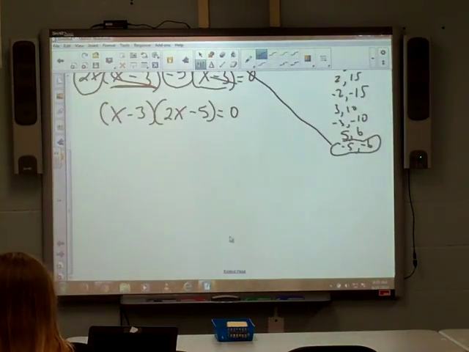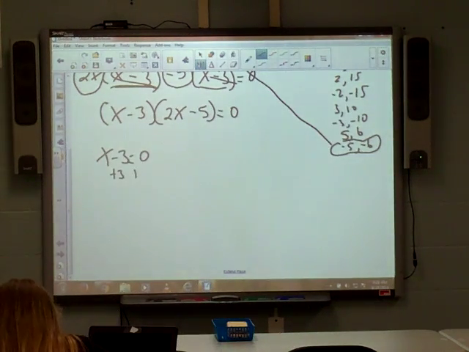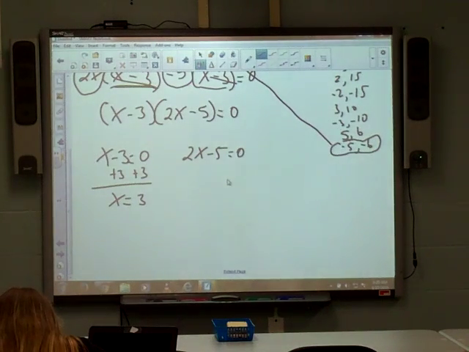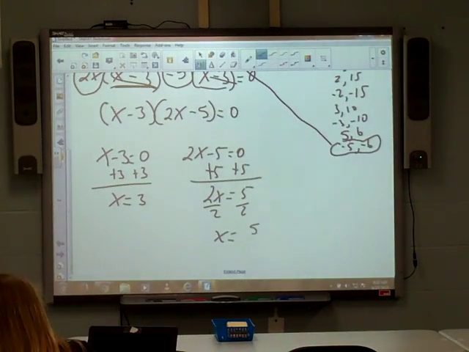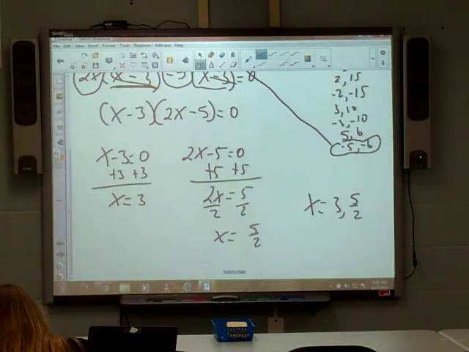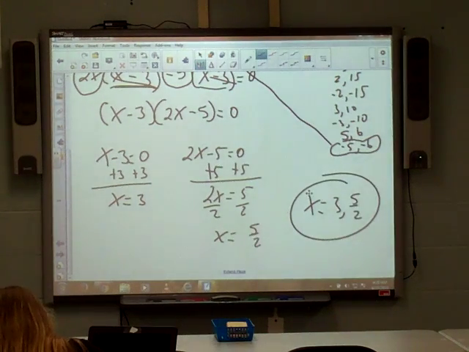That first factor is easy to solve, just like the ones we've been having. X minus 3 equals 0 gets me a 3. The second one, 2x minus 5 equals 0, has another step involved this time because it's a 2x. We would still add the 5. 2x equals 5. Then what's our other step? What do we have to do? Divide by 2. X would be 5/2, or you could write 2.5 if you want to. That's it.